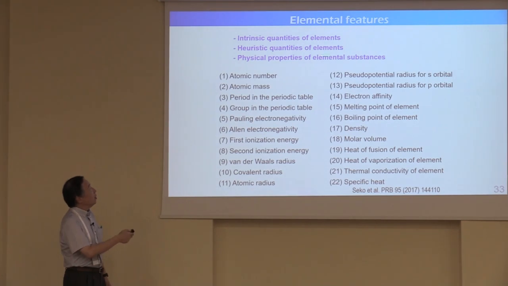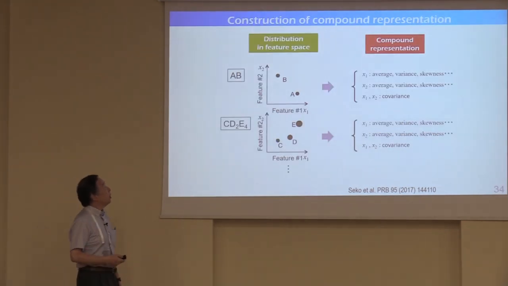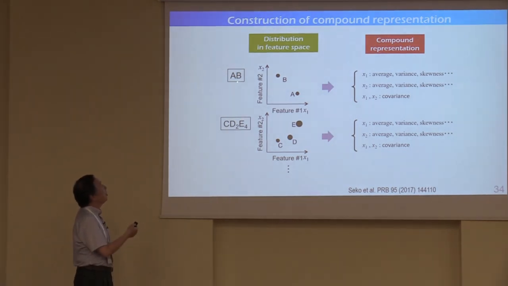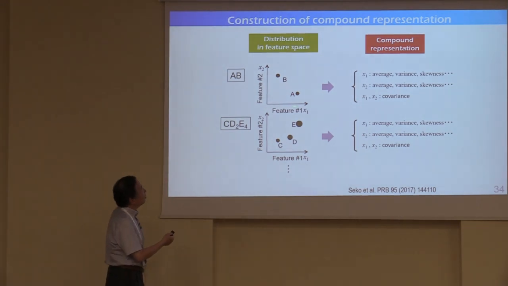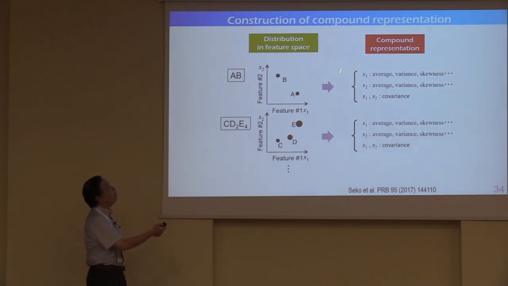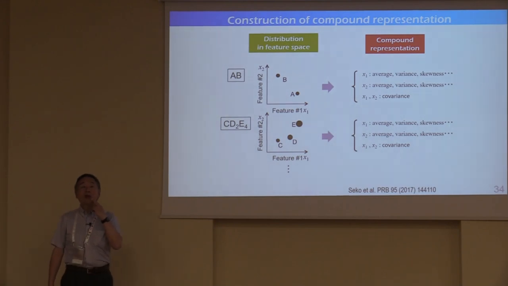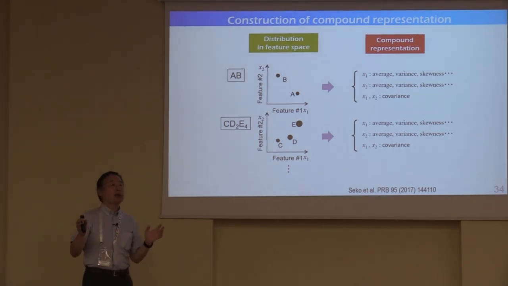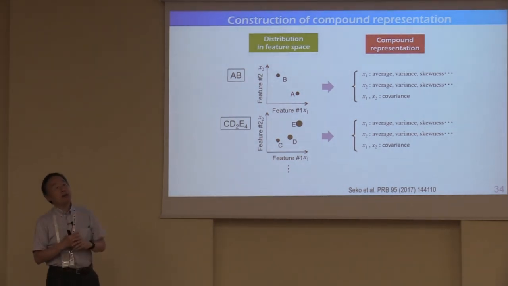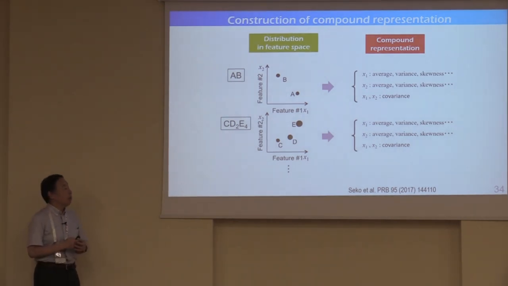Together with these 22 elemental features, we use some compound representation. If the compound is AB, in the feature space, A and B are like this, and we take the average, variance, skewness, and covariance as a compound representation. And the compound is made in the same way. So in that way, we end up with something like 500 features. So we make a 500 dimensional feature space.